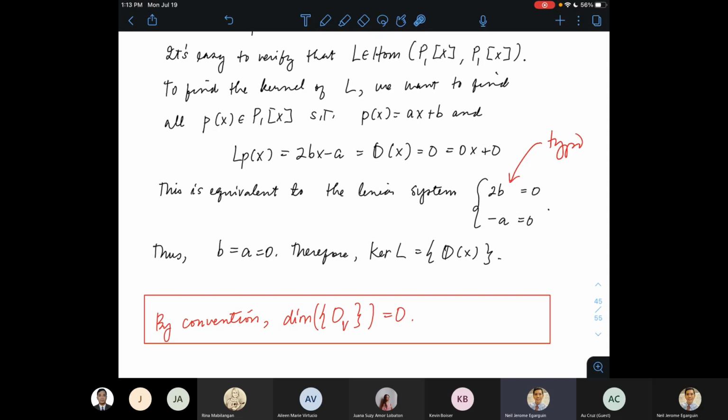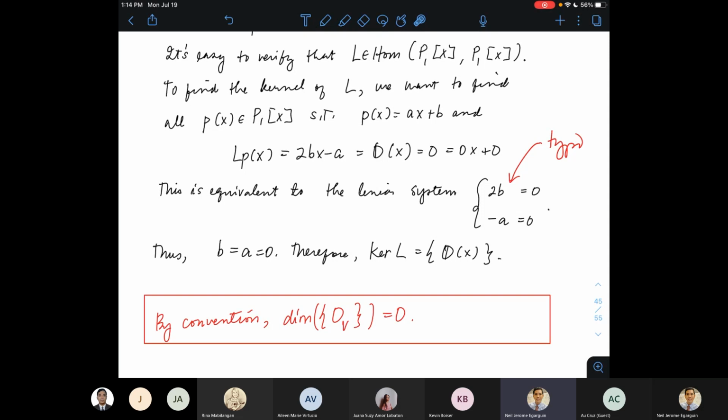But what are a and b? A and b are the coefficients of x and the constant coefficient respectively. So any element of the kernel should be of the form 0x plus 0, which is just the 0 polynomial. So here we say that the kernel only contains the 0 element. So we say that the kernel is trivial. Kasi ang laman niya lang ay yung nag-iisang guaranteed element, which is the 0 vector in the domain.